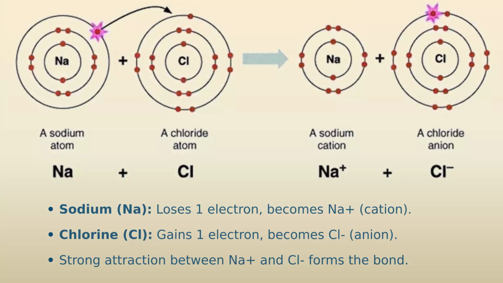A classic example of an ionic bond is the formation of sodium chloride, common table salt. A sodium atom, a metal, has one valence electron it readily gives up to achieve a stable electron configuration. A chlorine atom, a nonmetal, has 7 valence electrons and needs one more to complete its outer shell. Sodium transfers its single valence electron to chlorine. This makes sodium a positively charged ion and chlorine a negatively charged ion. The strong attraction between the positively charged sodium ion and the negatively charged chlorine ion forms the ionic bond, resulting in the stable compound NaCl.